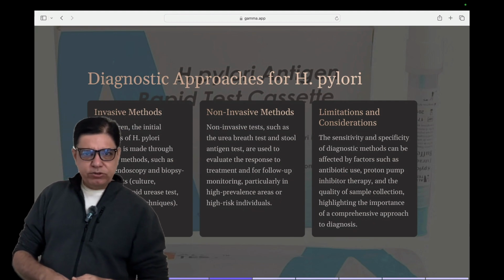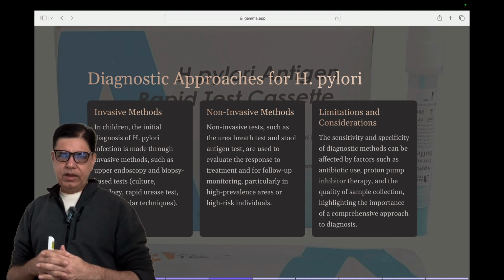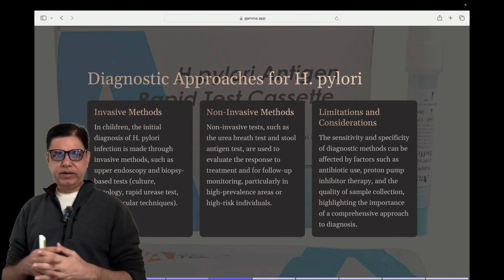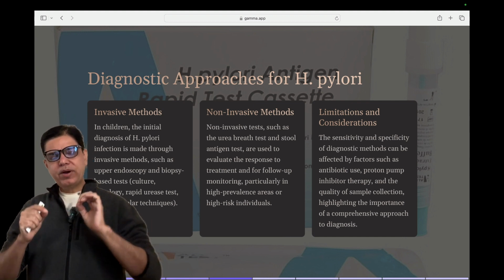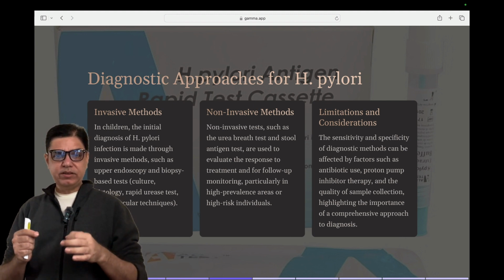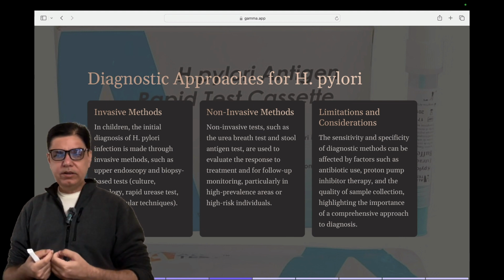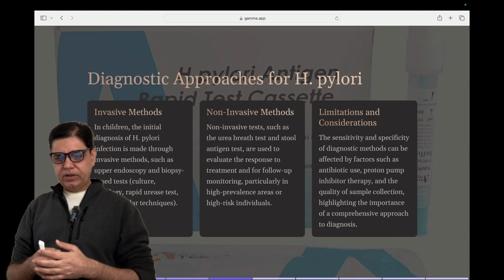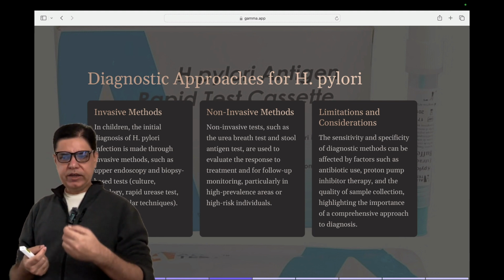Now, coming down to the diagnostic approaches for Helicobacter pylori. So how do we diagnose that? For diagnosis, we have two types of methods: invasive methods and non-invasive methods. Keep it in mind that for making a primary diagnosis, it's very important that invasive methods are used. And invasive methods are obviously your upper gastrointestinal endoscopy, in which an endoscope with a camera is passed, and biopsies have to be taken. Because this is a bacteria, you can't see it through the eye of the camera, so you have to take biopsies.